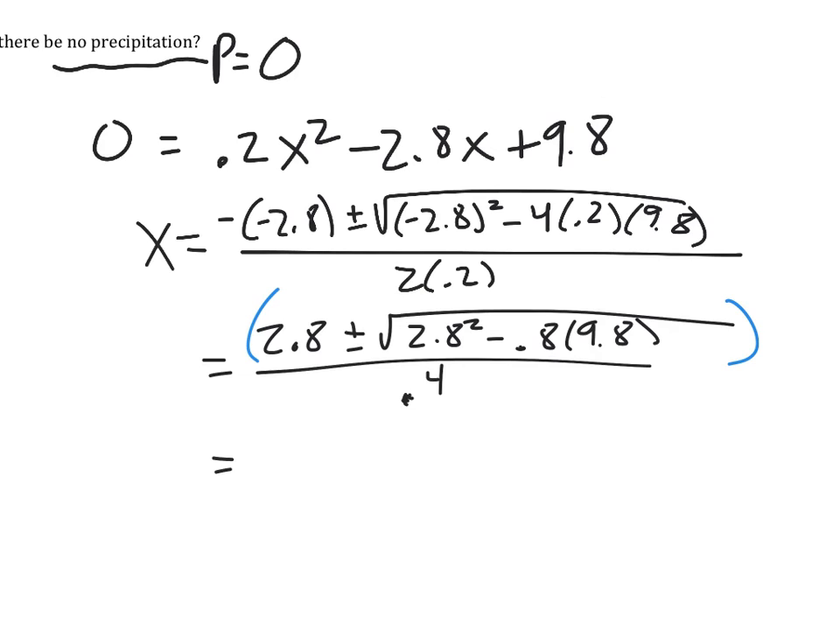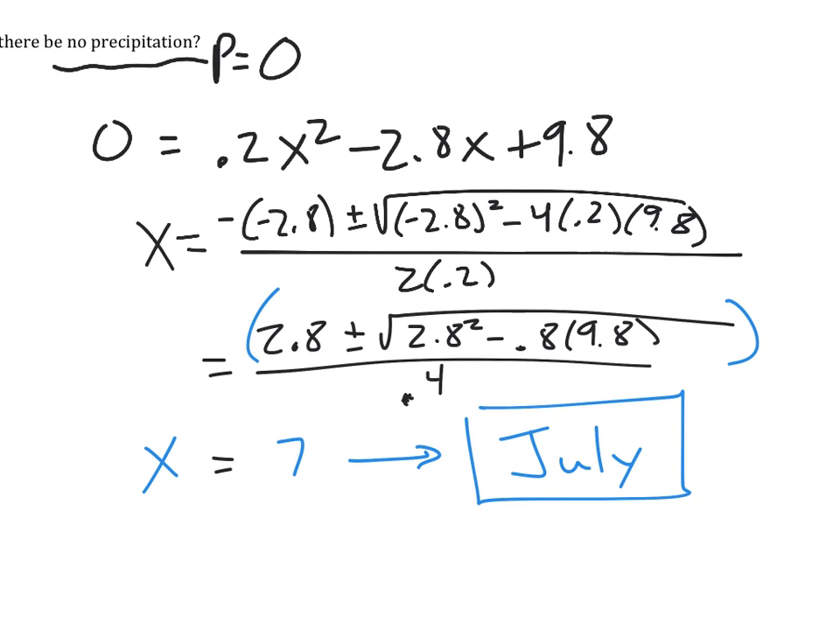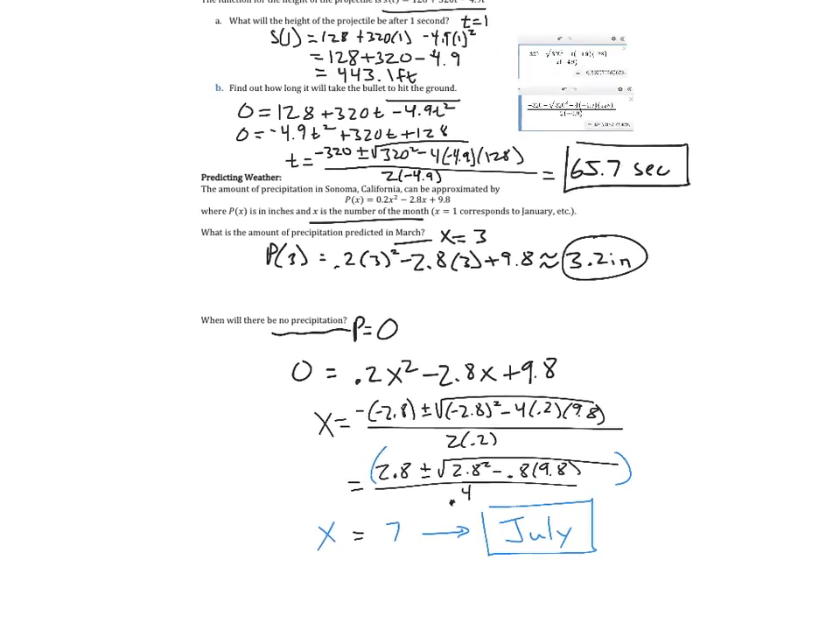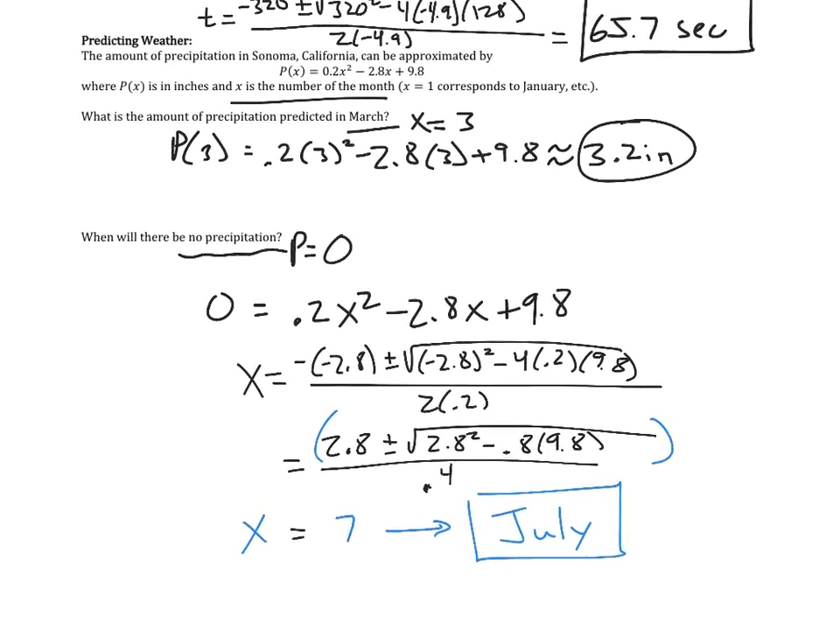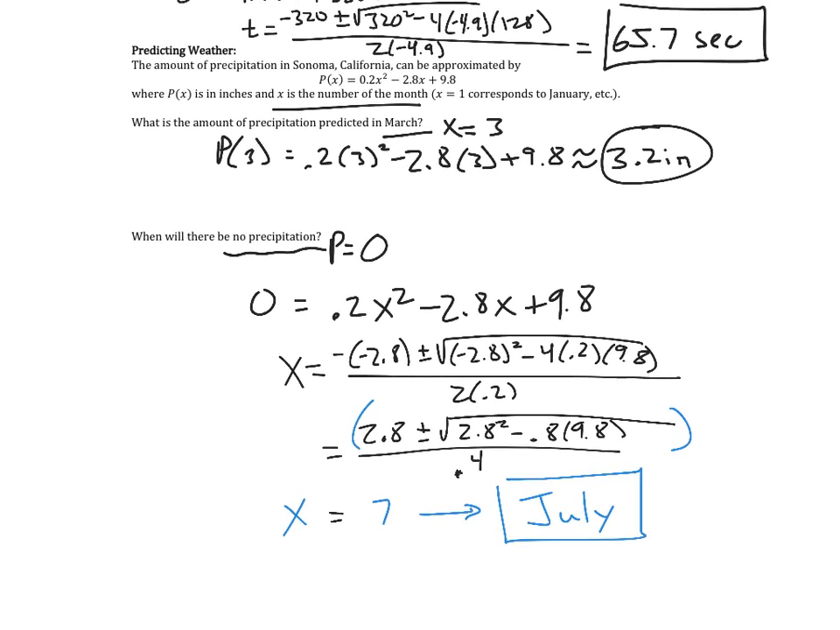Now, surprisingly enough, they both actually come out with 7. So when you plug in the positive and the negative, we get 7. 7 is July. So according to this, the month with no rain will be July for Sonoma, California. Sounds reasonable.